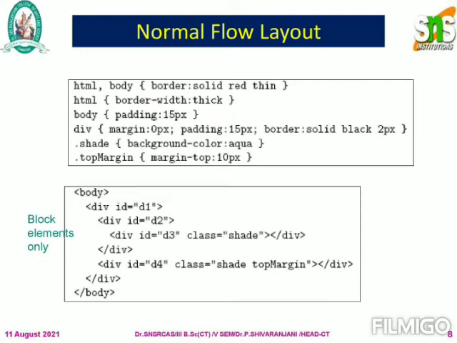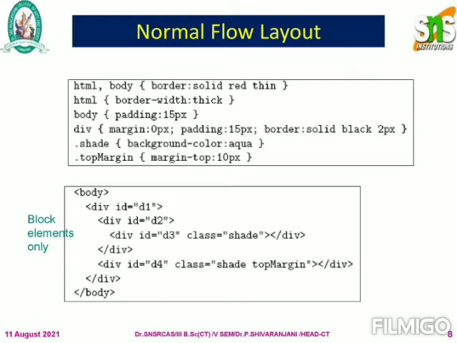The next one is the code which will be used for designing your normal flow layout. You have to start with your HTML tag. Then you should have the body. We can assign the border for the particular body, and I am assigning the body a solid, thin red line. The HTML should also have a thick border width. Then the padding is 15 point, and the margin starts from 0 pixels. The border should be solid, and the border of the particular page should be black.